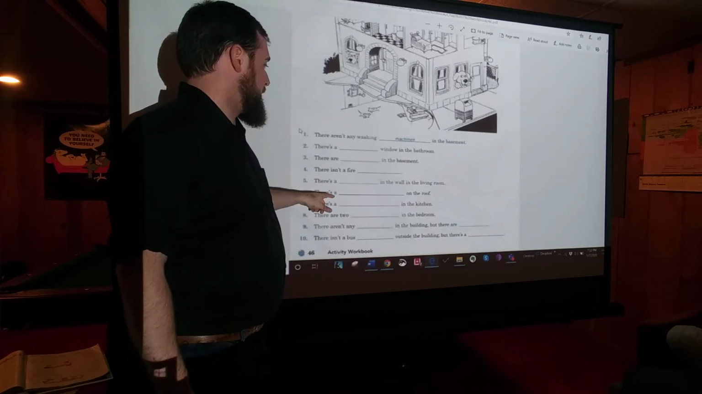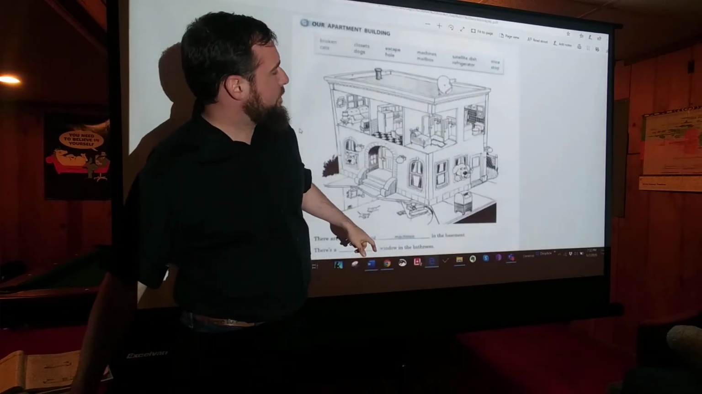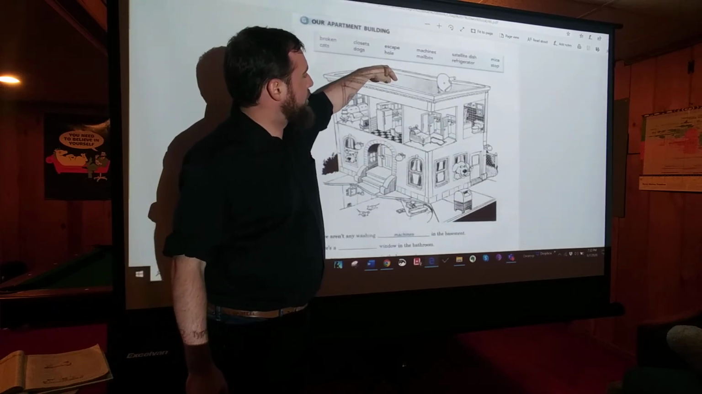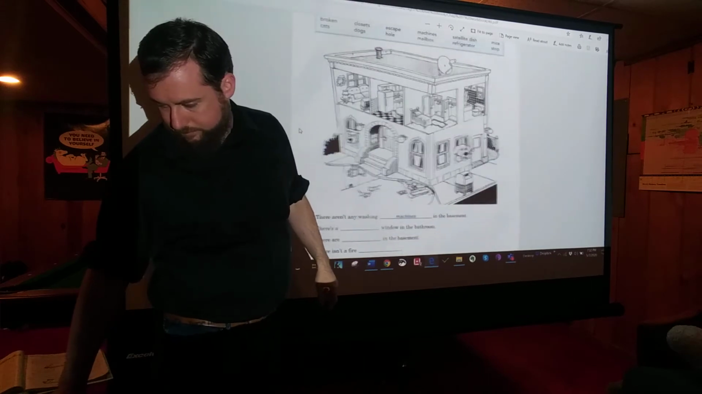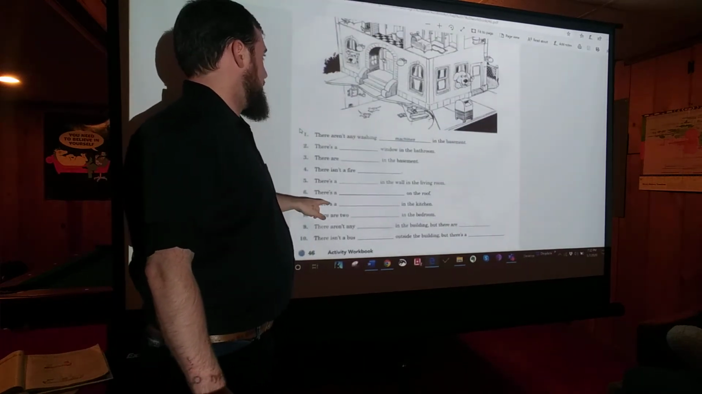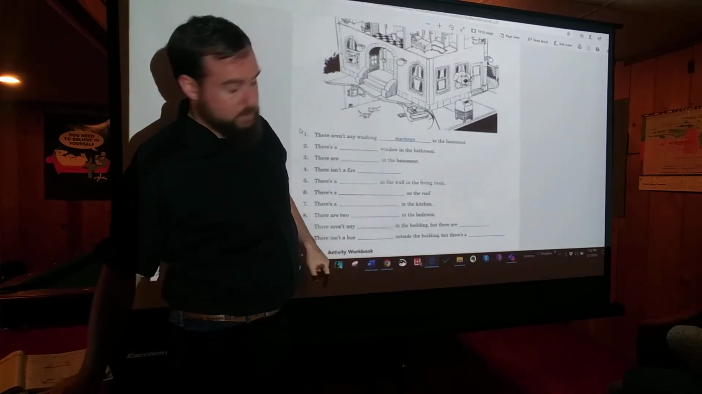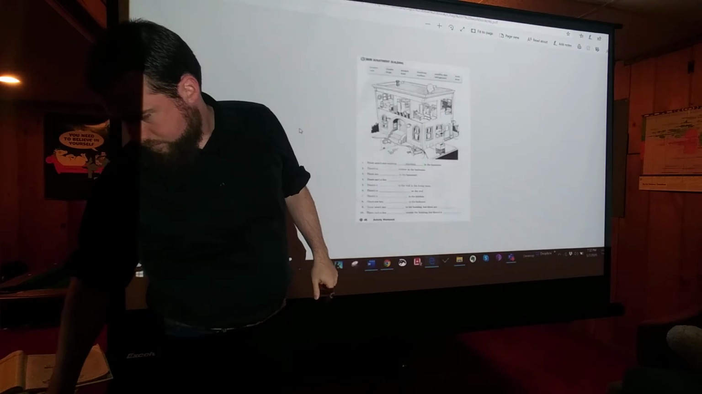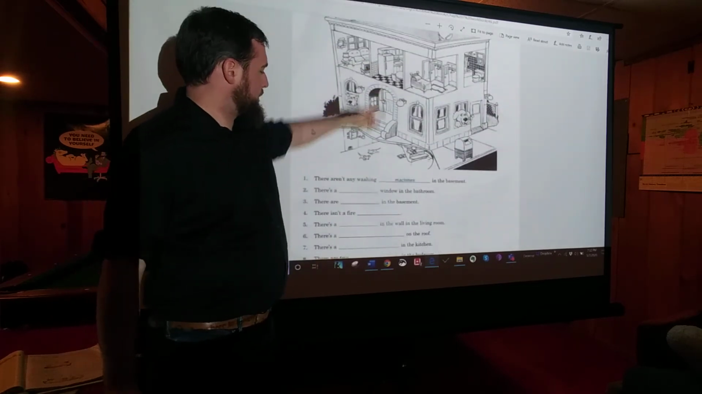There's a satellite dish on the roof. Remember, this is the roof. This is the satellite dish. There's a refrigerator in the kitchen. There's a refrigerator. Okay.